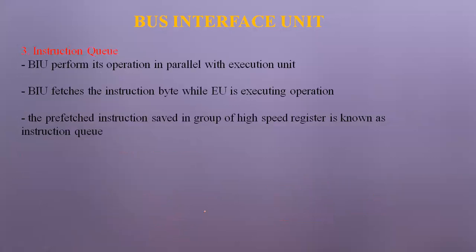Instruction queue. The bus interface unit performs its operation in parallel with the execution unit. The microprocessor always reads the data in parallel. It fetches the instruction bytes while the execution unit is executing an operation. It is the middle part between the bus interface unit and the execution unit, sending data in parallel to the execution unit. The prefetched instructions are saved in a group of high-speed registers known as the instruction queue. Prefetched instruction is the proper definition of the instruction queue.